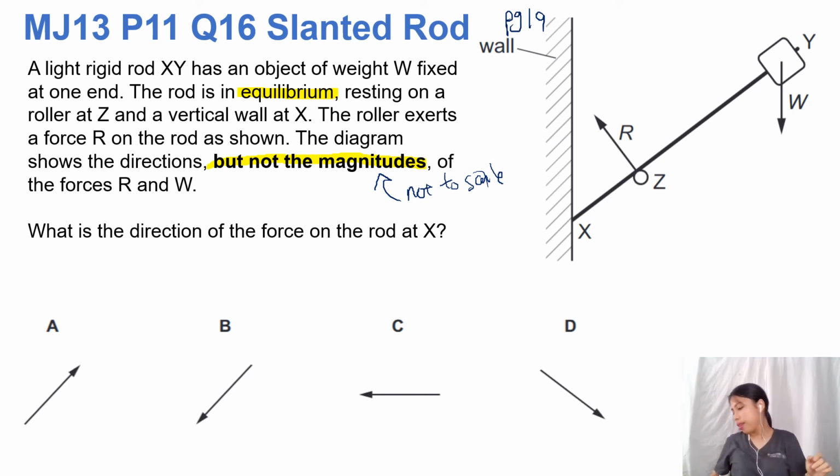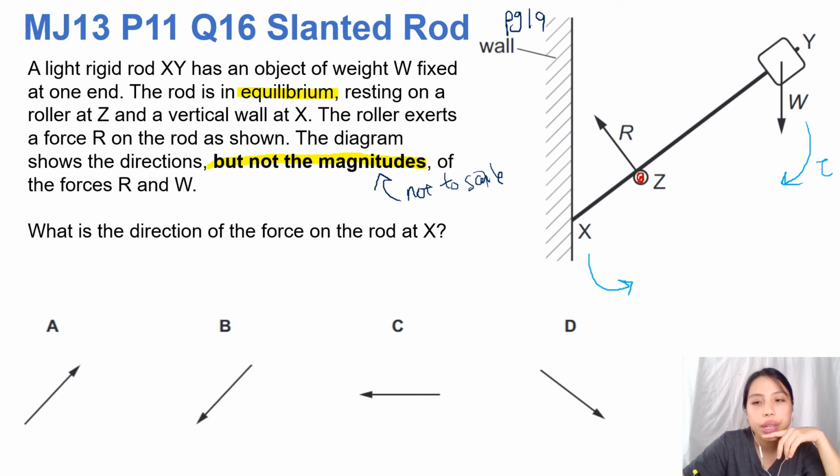You can choose to take moments about each point. Let's choose Z as our pivot, just to check and see. Then R has no effect. If you choose Z as your pivot, W has a clockwise moment. It's going to cause the rod to move that way. X then has to cause an anti-clockwise moment here. So you know X should be somewhere below this rod. It should be pointing somewhere there. So that's the first clue.